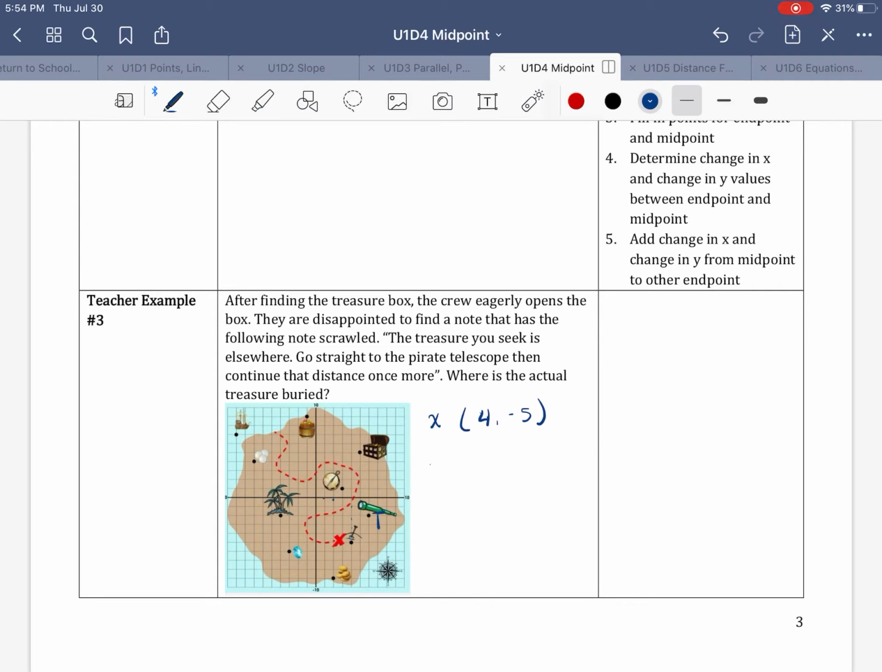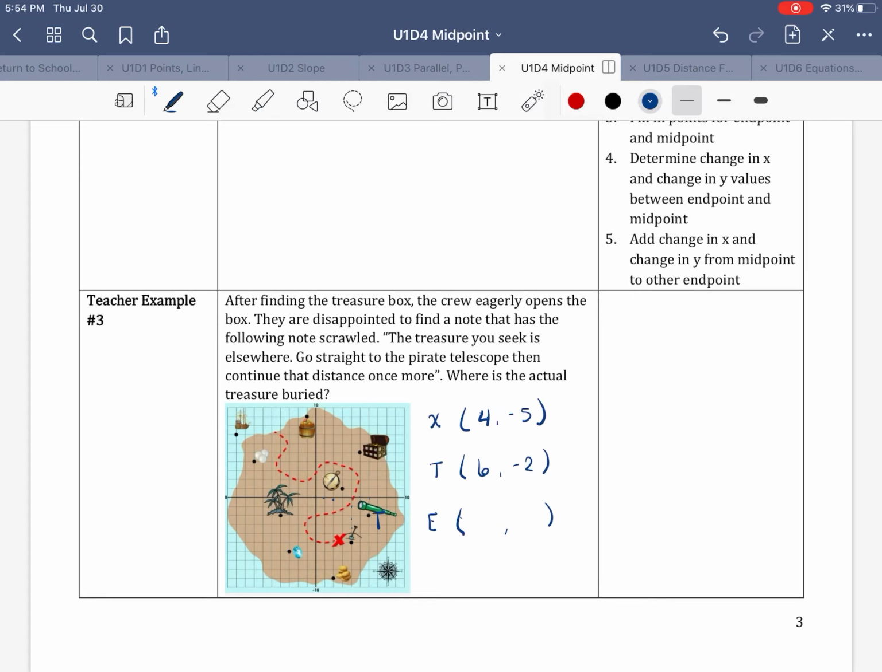Now our telescope here, we'll label that with a T, is at 1, 2, 3, 4, 5, 6, and then down 2. And then here, we'll call it just our other endpoint. This is where the treasure is actually buried, right? And that's what we're looking for.